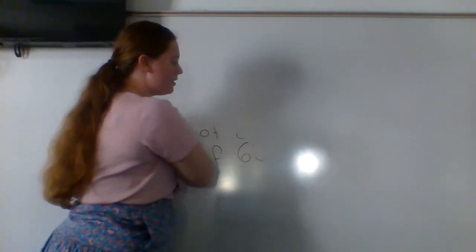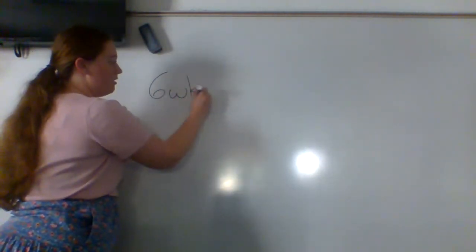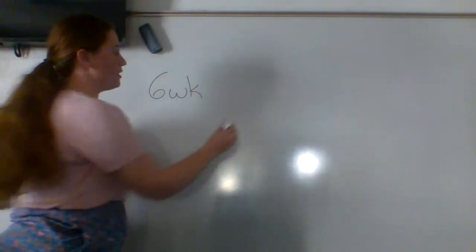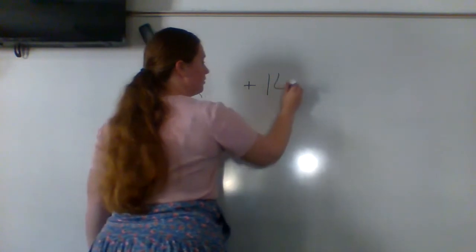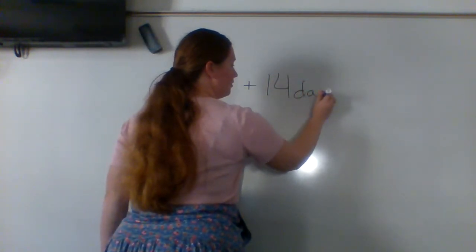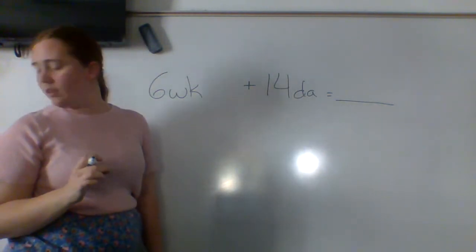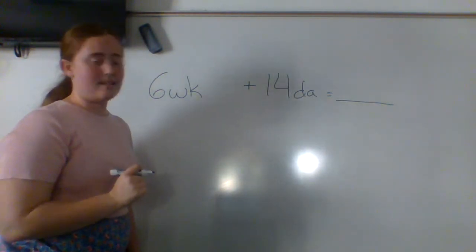Looks like we're mostly done with this page. Almost all the way. Very good. This problem does look like it could be a little bit more difficult, but I know that you know how to do this. We have 6 weeks. Hopefully that's not how long it takes us to get back to school. Plus 14 days. Equals blank. What are we doing? Our final answer will be in weeks.